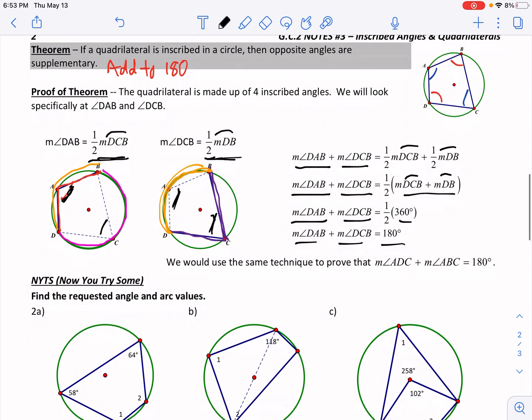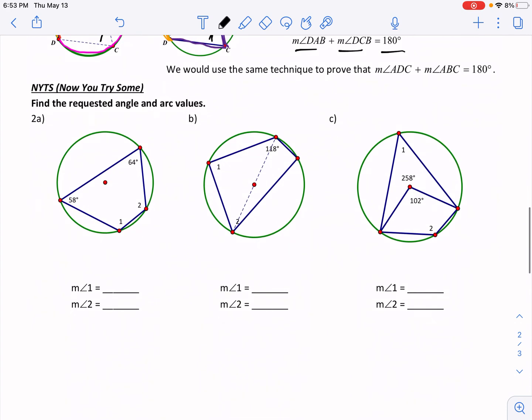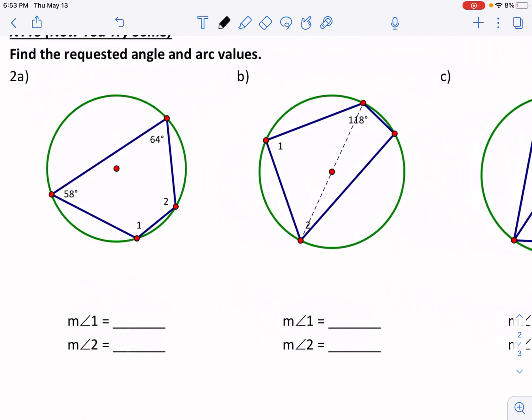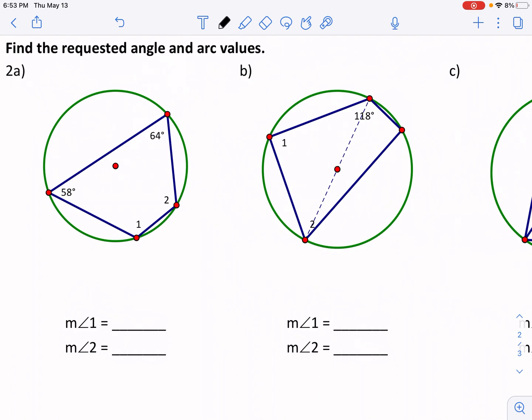Okay, so when we're talking about a quadrilateral, opposite angles here are going to be supplementary. Okay, now find the requested angle and arc values. Okay, well, based on what we just said, this is a quadrilateral.